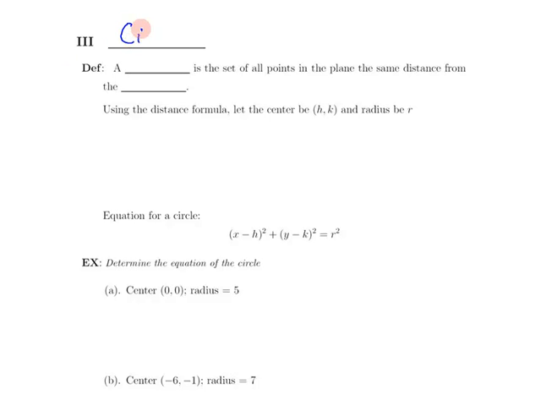Now let's talk about circles. The formal definition of a circle is the set of all points in the plane that are a fixed distance from a point called the center.